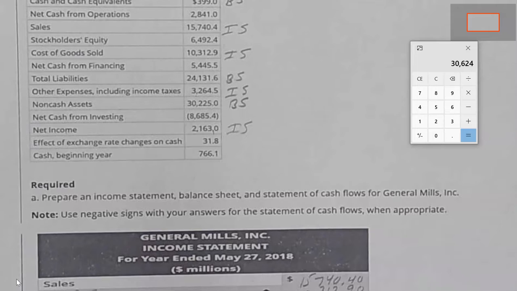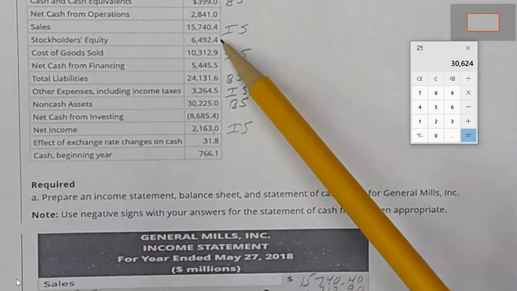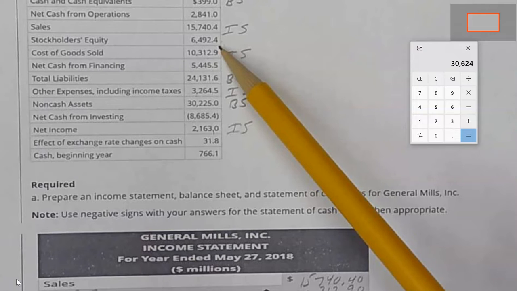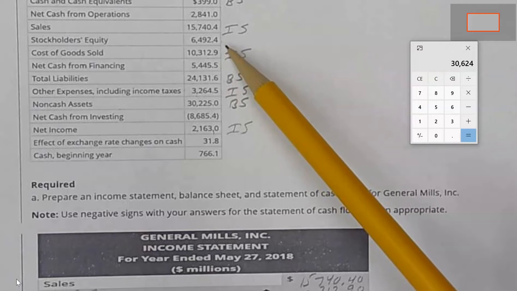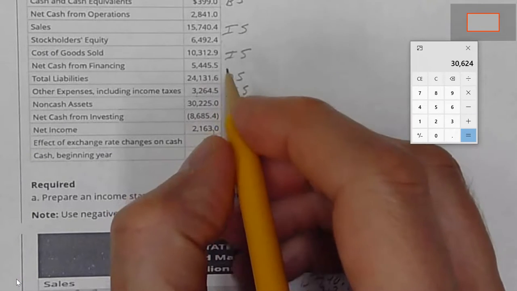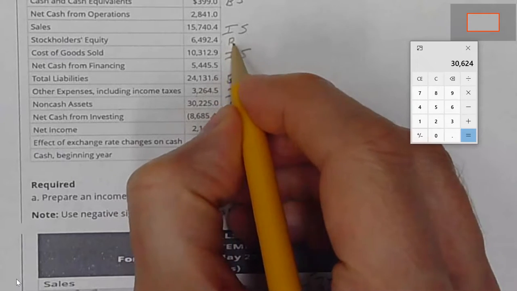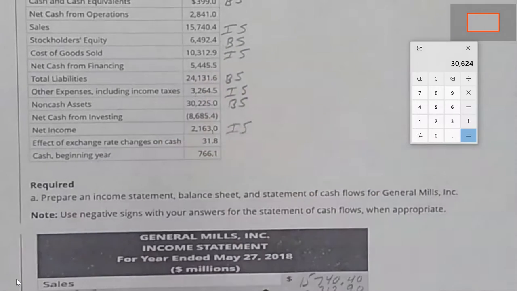And they called it, this is a good learning opportunity, they called it stockholders' equity, and that is the most common phrase. I called it shareholders' equity. It's also oftentimes just called owner's equity. These are all three the exact same thing. So stockholders, shareholders, and owner's equity are all the exact same thing. So stockholders' equity is going to go on the balance sheet, so we should label that 6492.4.